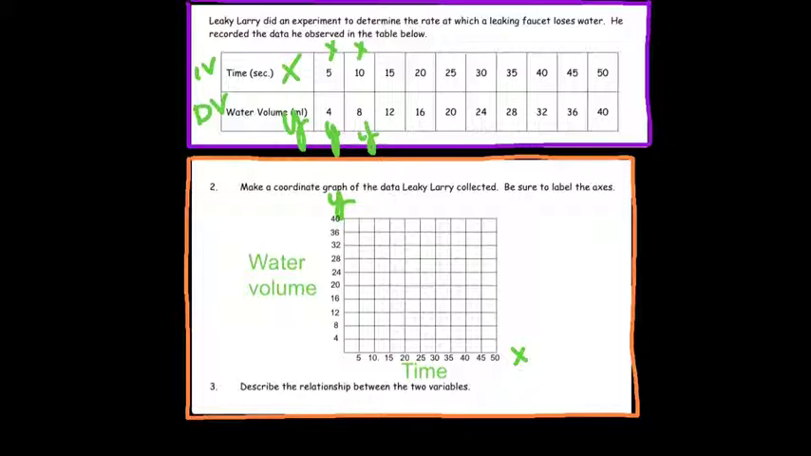The first point we have is (5, 4). So we go over to the 5 and then up to the 4. Then I have (10, 8), then (15, 12), then (20, 16), and you should notice the pattern here on the graph. It's just continuing to go up 4 and then over 5. This is the graph of this faucet leaking as time has progressed.